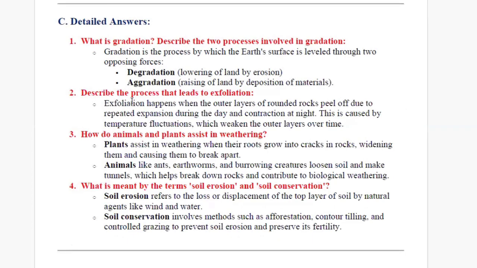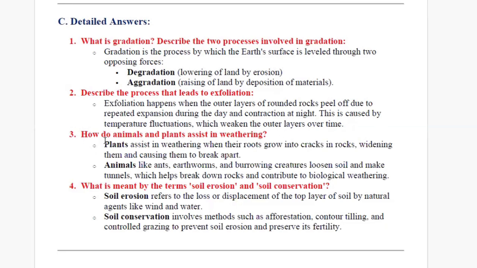Question number 2, describe the process that leads to exfoliation. Exfoliation happens when the outer layer of rounded rocks peels off due to repeated expansion during the day and contraction at night. This is caused by temperature fluctuation, which weakens the outer layer over time.